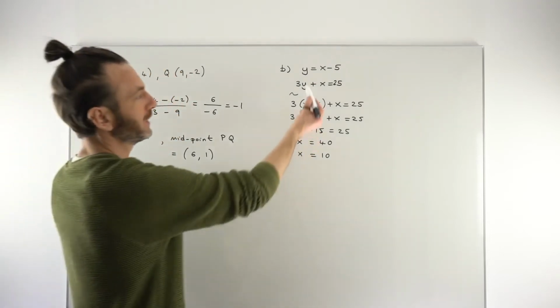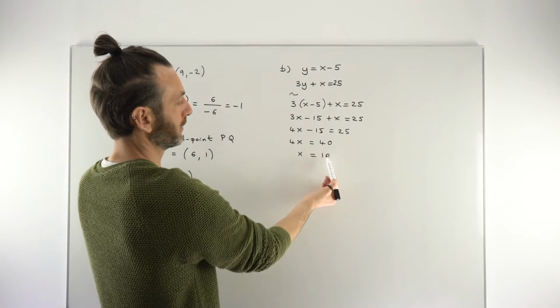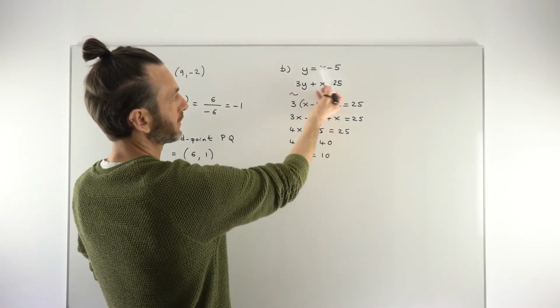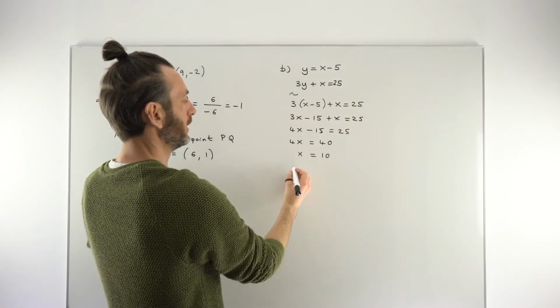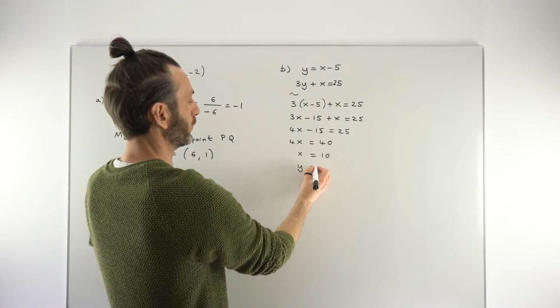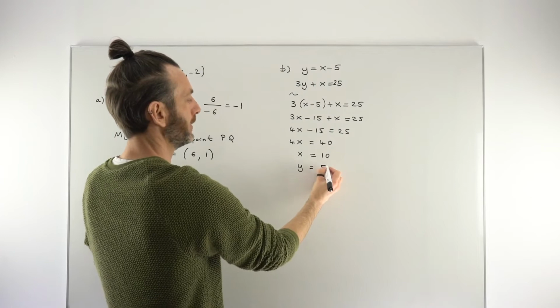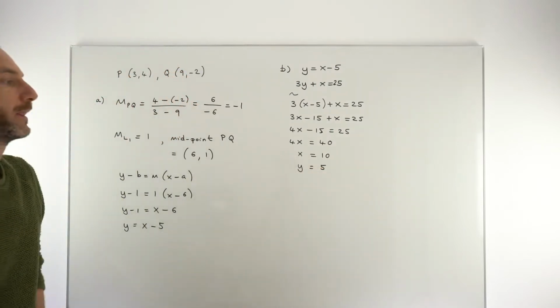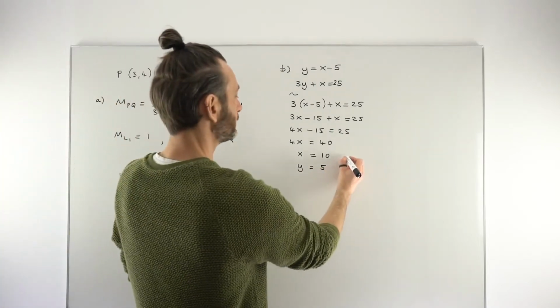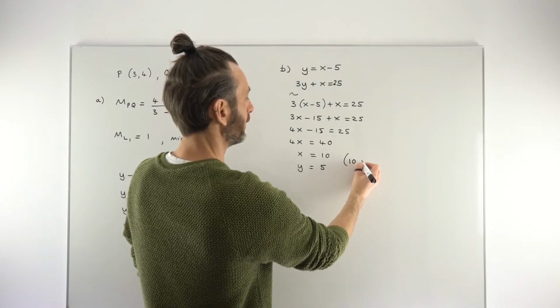That's the x coordinate. We need the y coordinate as well. You could get that by subbing the x into either line. This line's a lot easier, the first one. So we're just going to get y equals 10 for the x value minus 5. 10 minus 5 is 5. So that gives us our full coordinate there, 10, 5.